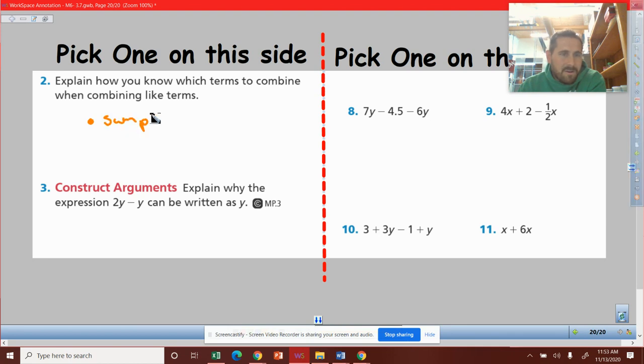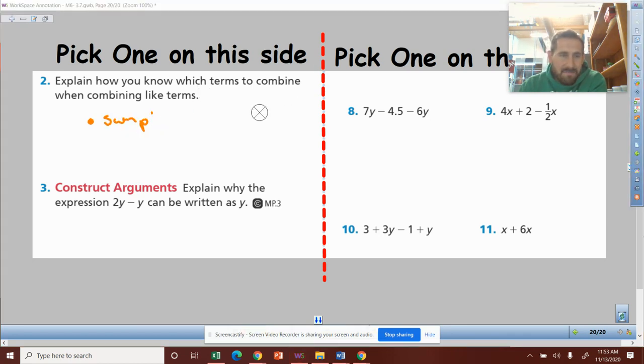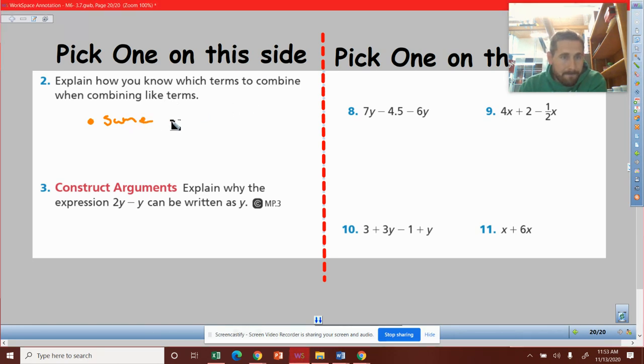So to combine like terms, they must have the same variable. If they have no variable, that's known as a constant. So those, I can combine any constants. Okay. Construct an argument. Explain why the expression 2y minus y can be written as y.